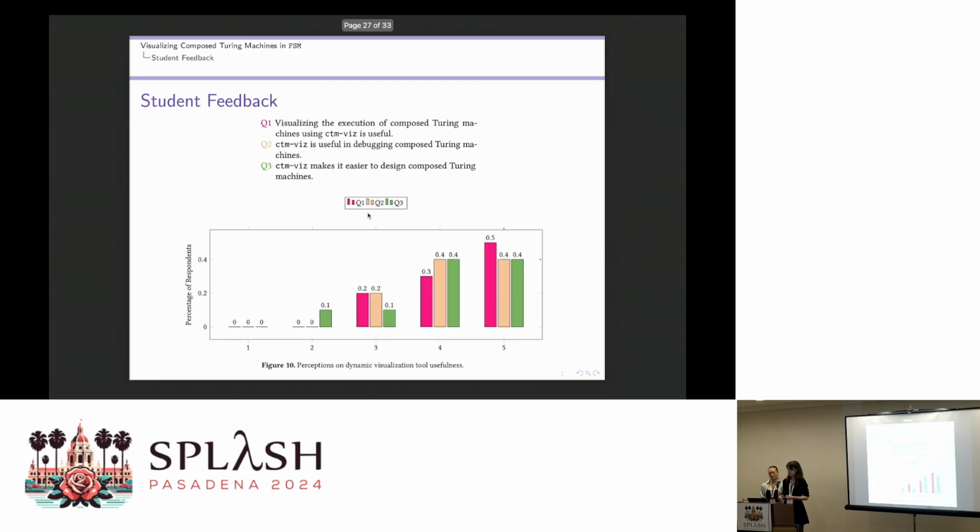And the second group of questions was more concerned with the actual usefulness of the tool. So we asked them whether the tool is useful, whether it's used for debugging and for design. And we can see that the results were also very positive. Over 70% of the students said 4 or 5 for the first 2 questions, and over 80% of the students said 4 or 5 for all 3 questions.